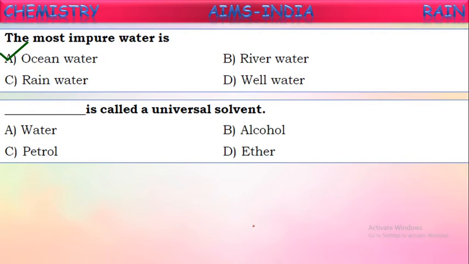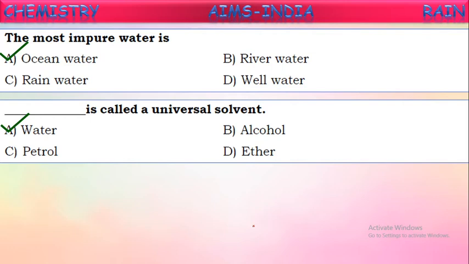Next, dash is called universal solvent. Universal solvent, actually, which is called universal solvent: water, alcohol, petrol or ether? Water is called universal solvent. Actually, what is meant by solvent? The substance which dissolves other substances into it is called solvent. Generally, water can dissolve most of the substances into it. So because of that, water is called universal solvent.